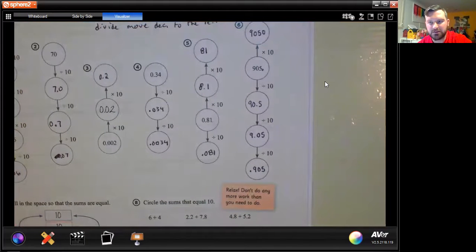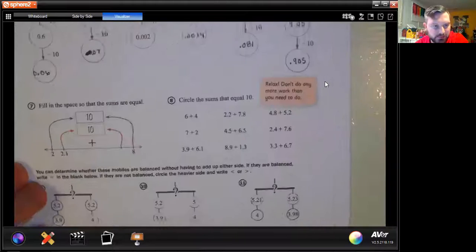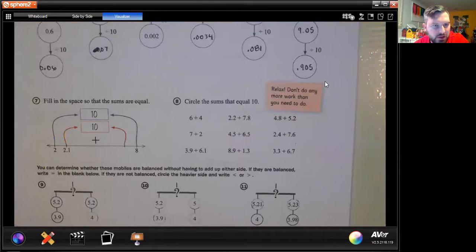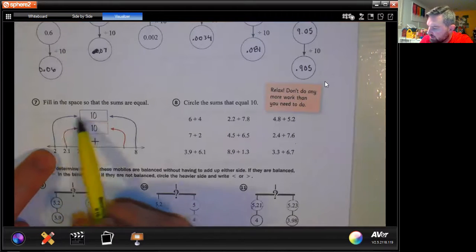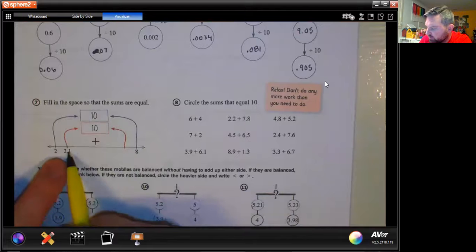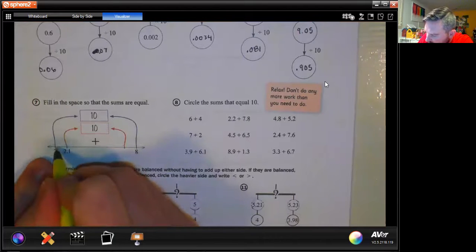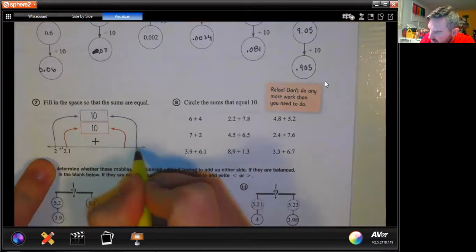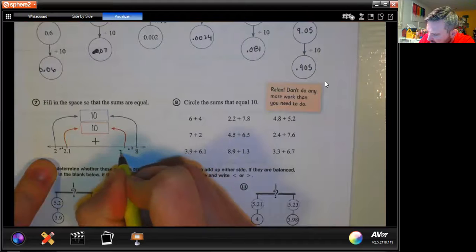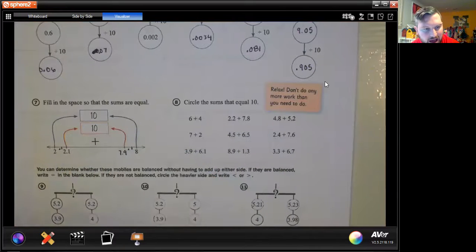Now, the patterns that we discovered in the last unit with the number line still apply here. So number 7 says fill in the space so the sums are equal. So you have 2 plus 8 equals 10. And 2.1 plus what equals 10? Well, you moved it this way, 0.1. So then this one also has to go this way, 0.1. So this number gets bigger while this number is going to get smaller. And 8 minus 0.1 is 7.9. So 7.9 and 2.1 added together make 10. And we can tell that because they are surrounded. The midpoint, or the number in the middle of them, would be 5.